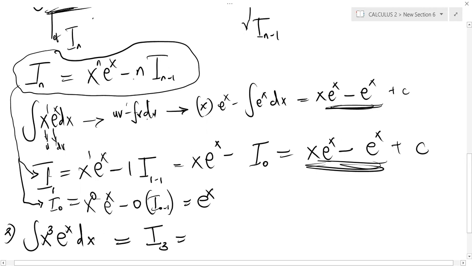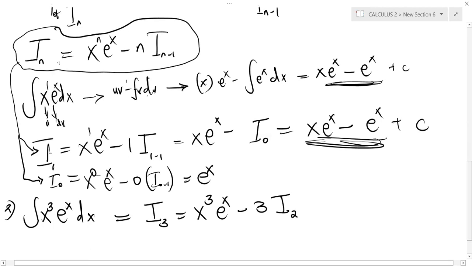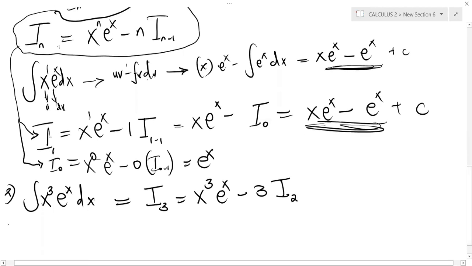Now look at the general formula. Our I_3 will be given by x raised to power 3 e^x minus 3 I_(3-1), which is basically I_2. So we go ahead and evaluate for I_2, still using the general formula. So what's our I_2? Look at the general formula.